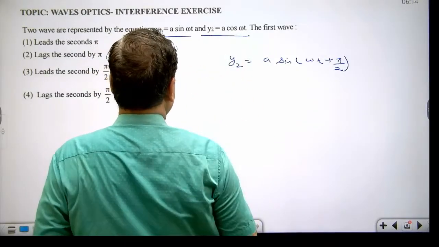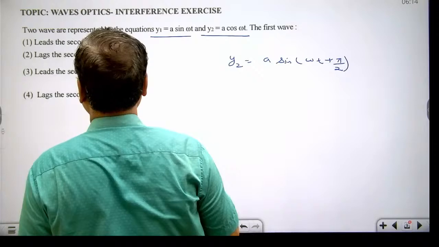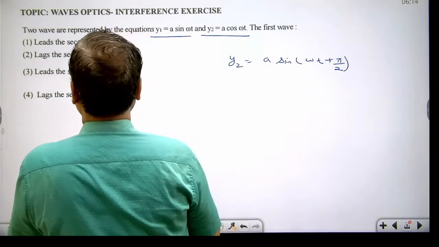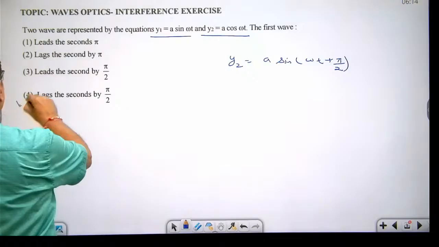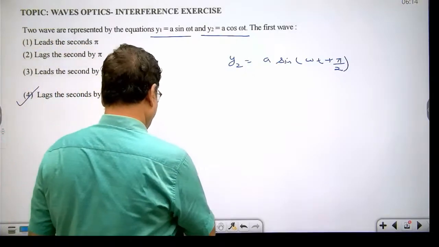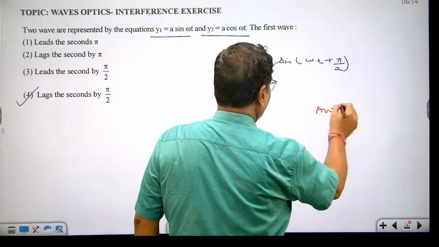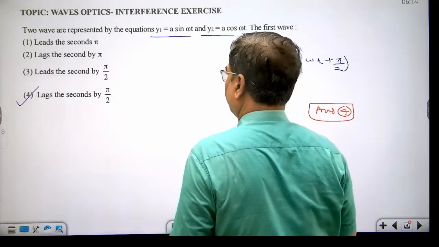First wave is y1 equal to a sin omega t. The second wave is leading by a phase of pi by 2. First wave lags the second by pi by 2. Out of 4 choices, the correct choice is option 4.